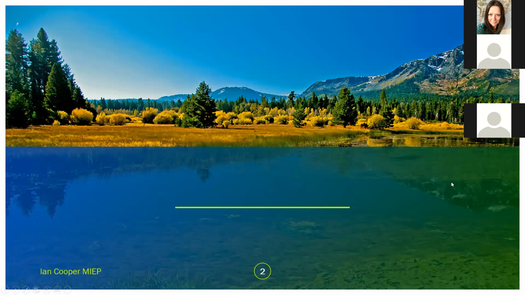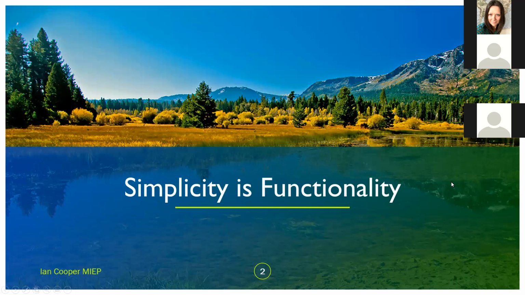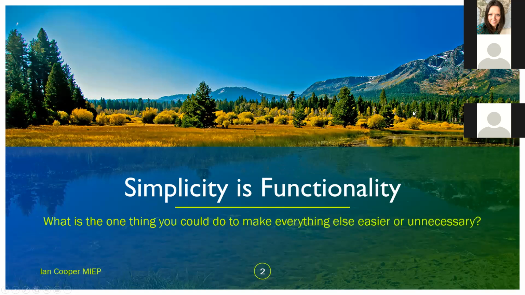What I mean by that is simplicity really is functionality. If you want a high functioning team, if you want a high functioning department, and that doesn't have to be remote, it can be on site as well, just remember, simplicity is functionality. And just adding to that, this is a really good phrase I use as much as I can with both myself and my staff: what's the one thing you could do to make everything else easier or unnecessary? I just want that to sink in.